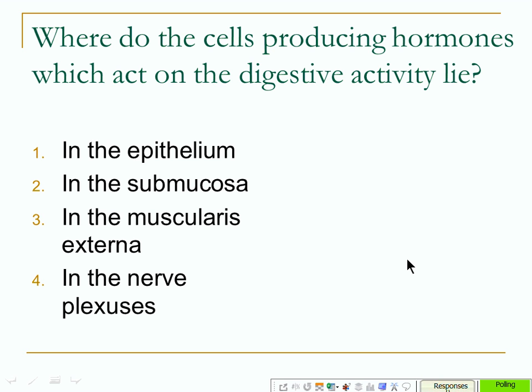And where do the cells producing hormones which act on digestive activity lie? So this is just a review. We did this when we were doing the anatomy part.